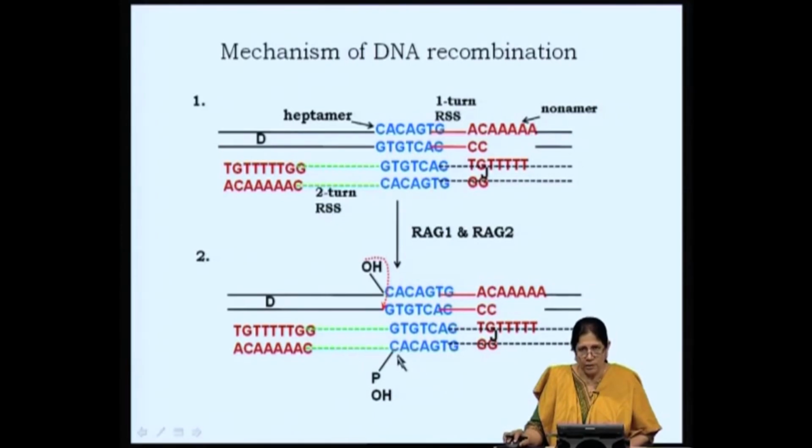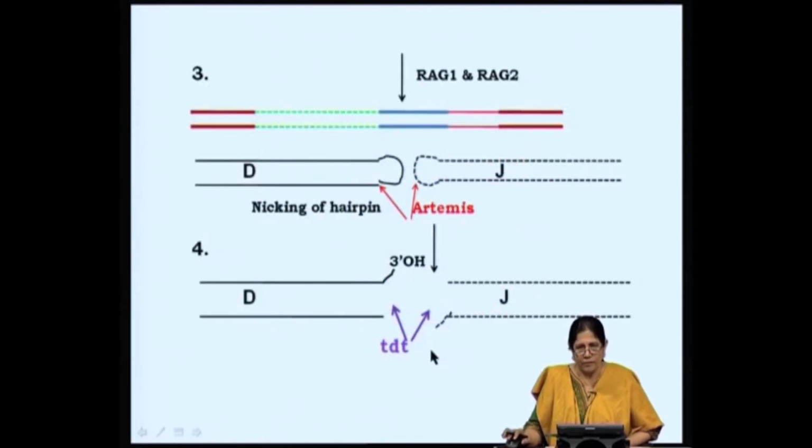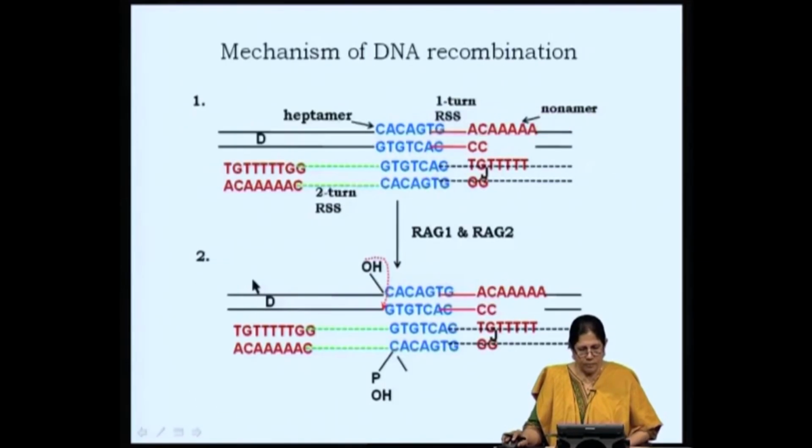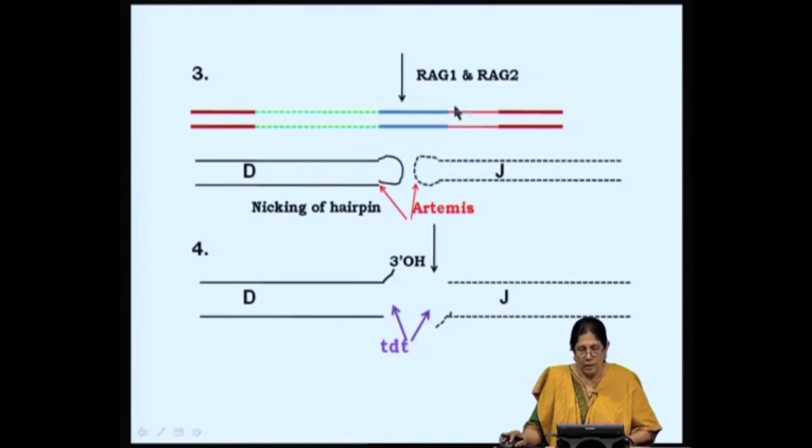You have cleavage between the RSS and the coding strand, and what do you have? RAG 1 and 2 mediated hairpin loop structure formation. So you can imagine that this entire region as well as this entire region now gets excised out, and you have now the relevant D segment comes in close proximity to the J gene segment.